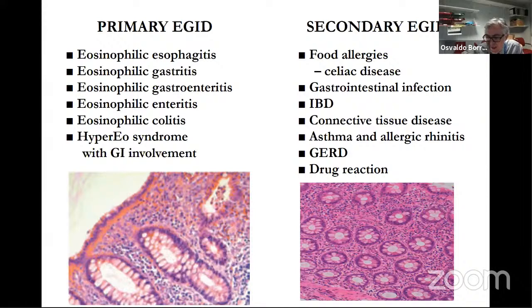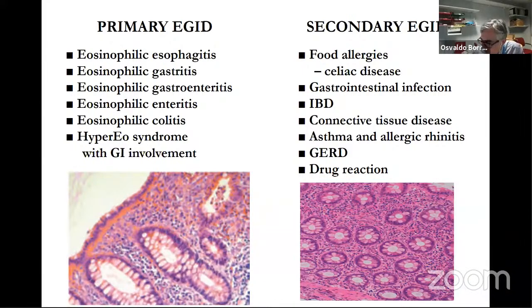So essentially, we have primary eosinophilic gastrointestinal disease. We have talked before about eosinophilic esophagitis. Then we have eosinophilic gastritis, eosinophilic gastroenteritis, eosinophilic enteritis, eosinophilic colitis. Then in the primary group is also included the hypereosinophilic syndrome with significant GI involvement.